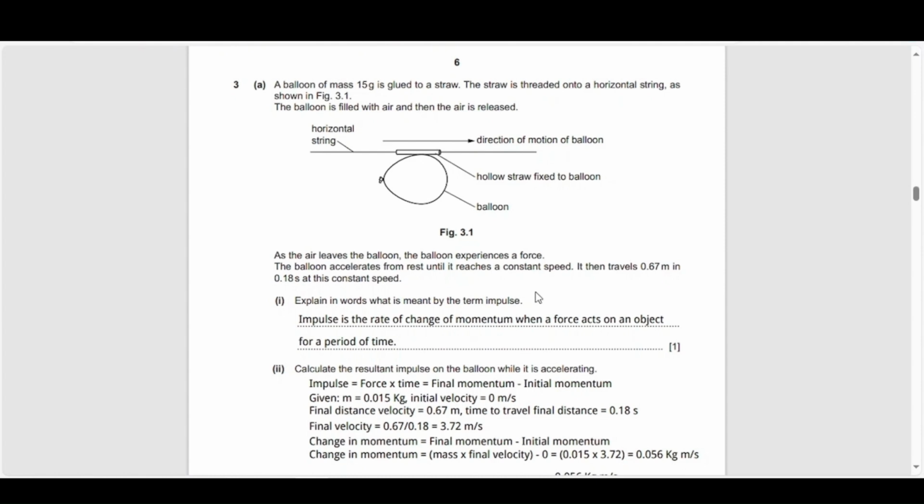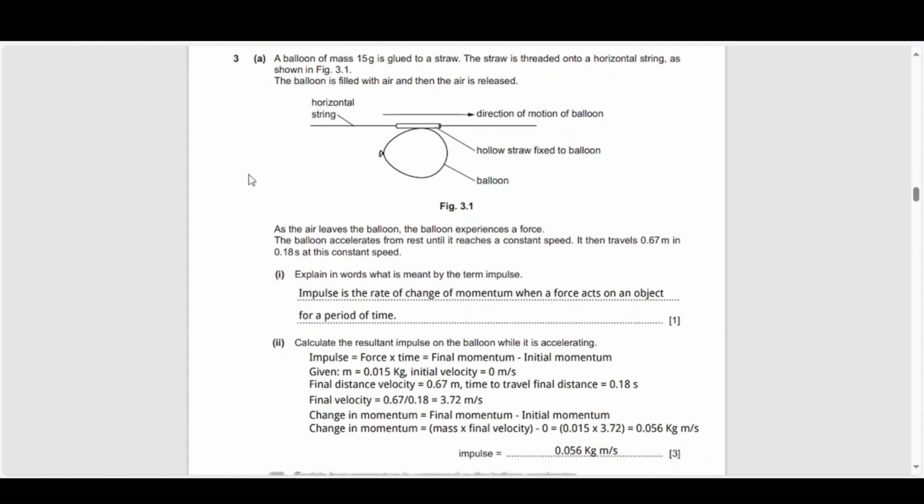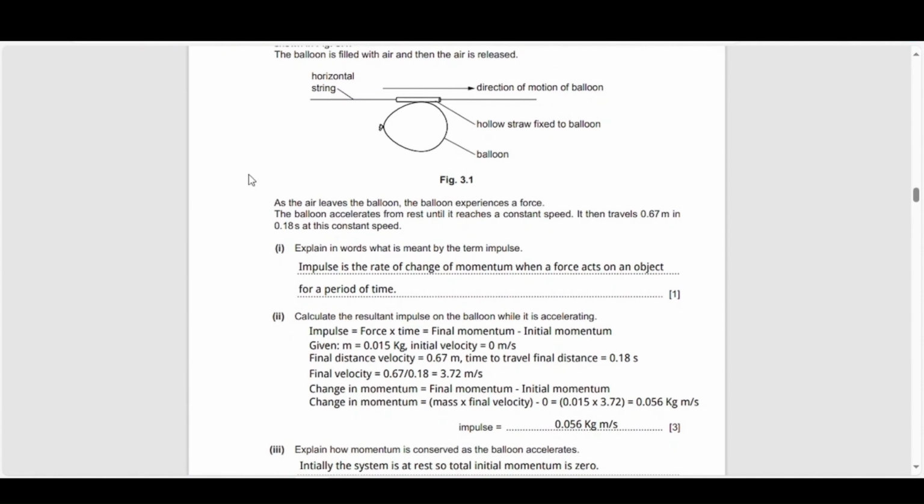Okay, so again here, we know the distance and the time that it takes, which means it's fairly straightforward to calculate the speed because speed is just distance divided by time, and we say the speed is constant, so that's straightforward. But let's see if you'd have to use that. That's the information we have at the moment. We've also got the mass of the balloon. So explain in words what is meant by the term impulse.